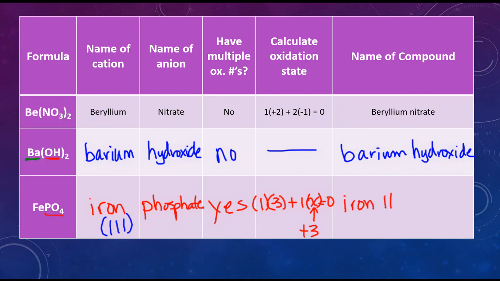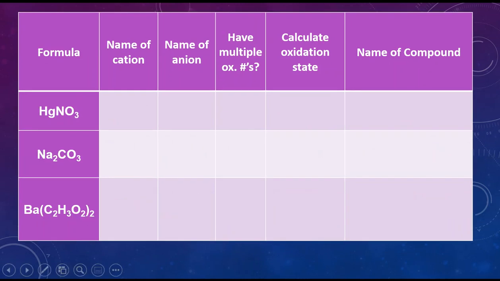Iron 3. And you can write your Roman numerals like that, and you can do it without the parentheses if you don't want to. That also is fine. Phosphate. Remember, all the Roman numeral is telling you is what is the charge on that multiple oxidation metal. Okay. Let's do one more, and then I'll let you practice.